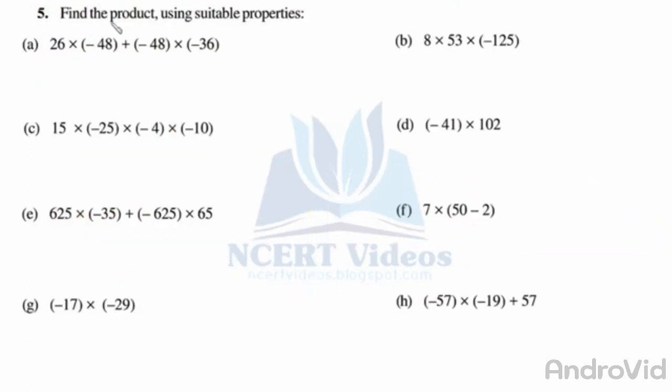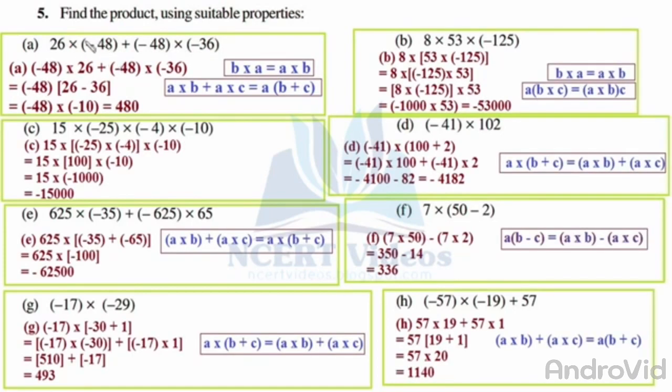Question 5. Find the product using suitable properties. So we have learned suitable properties. We have learned a couple of properties in this chapter which we are going to use here. Now here, first we will swap the position. So -48 comes first, and multiply with 26, and the rest the same. -48 into -36 the same, and this was allowed by b into a equal a into b, just swapping.